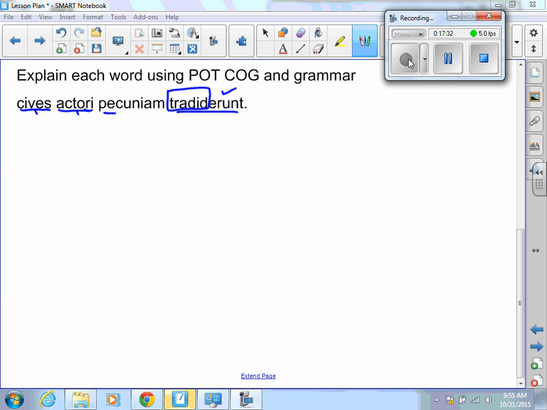I know that the number over here, -nt, makes it plural, and the person is third person. I should have done that first, so let me redo that real quick. It is third person because of the -nt. It is plural because of the -nt. And it is perfect because I'm using the perfect stem, tradidi. You also need to be able to translate this.